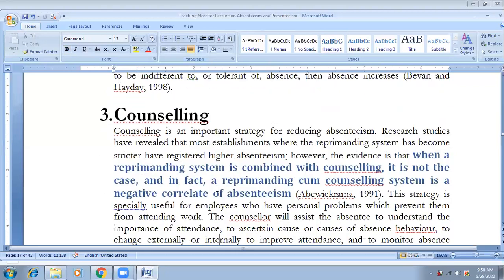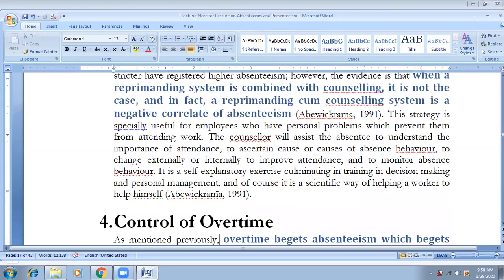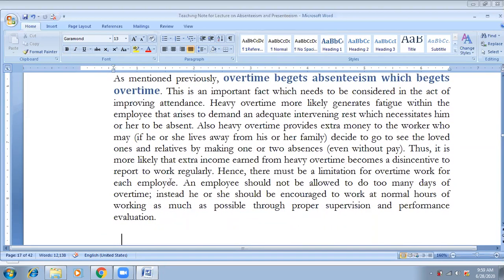Then counseling. Of course, counseling is useful for employees who have personal problems. Due to personal problems, some employees become absent. It was found that counseling is a good strategy for such employees. Then control of overtime, because overtime begets absenteeism, which begets overtime. So therefore, we have to limit overtime. Unnecessarily, we should not use people for doing overtime.